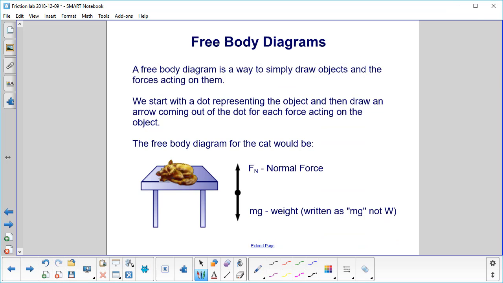Whenever we want to solve problems involving forces, we need to keep track of the forces acting on the object. So here we have a cat, and we want to find all the forces on the cat. The way to do that is with a free body diagram. We'll start with a dot representing the object. We don't have to learn how to draw cats. And then draw arrows coming out of the dot for each force acting on the object. So for the cat here, we have the normal force going up and mg going down. And we're going to write it with mg, not w, because when you do these equations, perhaps we can get m to cancel out with other variables.